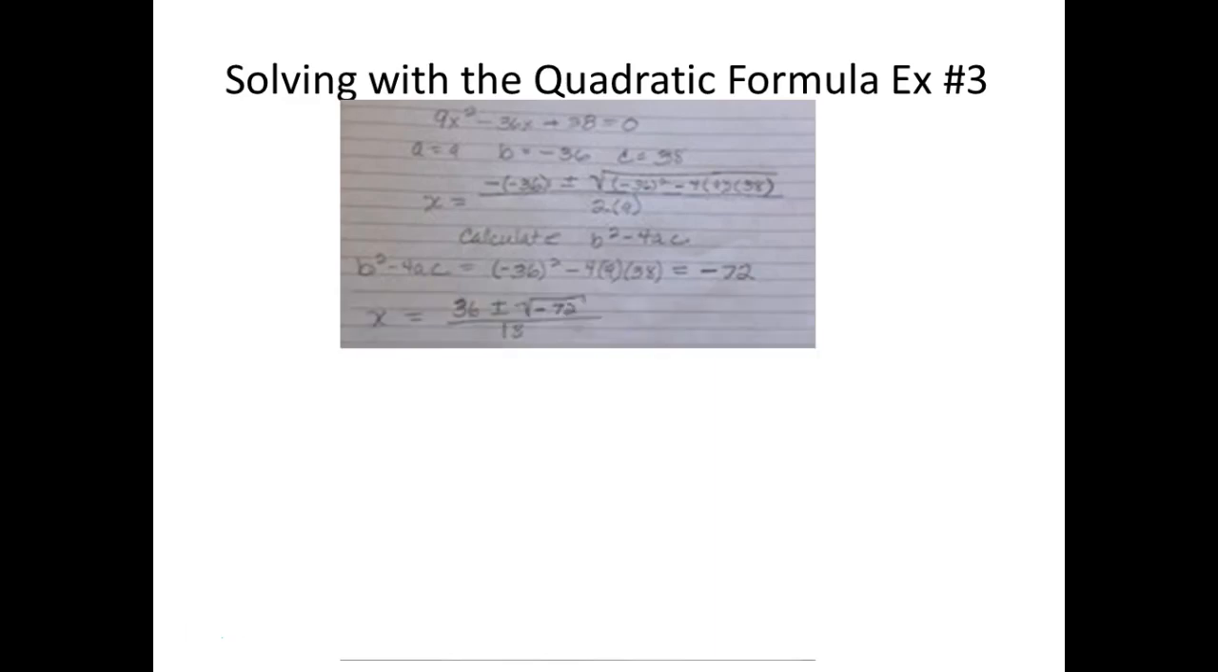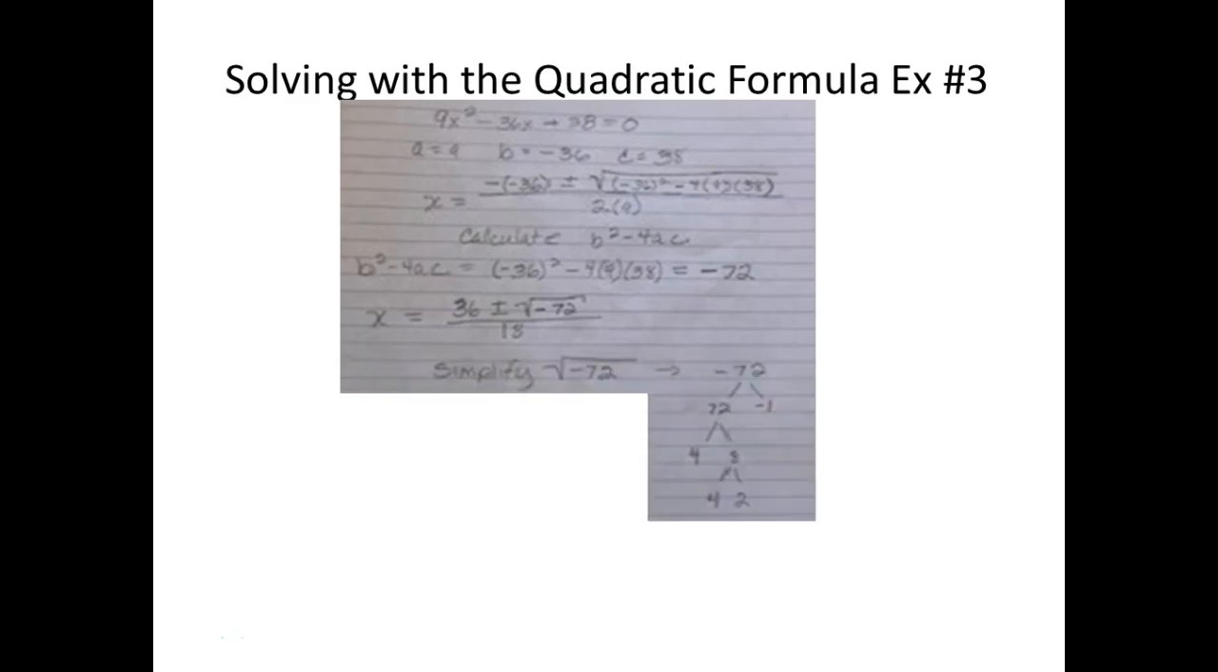Well, the next thing you're going to do is write your quadratic formula now that you know what the discriminant is, and you're going to try to simplify the square root of negative 72. So here's what we're going to do. We're going to take the number negative 72 and make a factoring tree. And you'll notice that the very first number that I factored out was negative 1. And then I worked on 72.